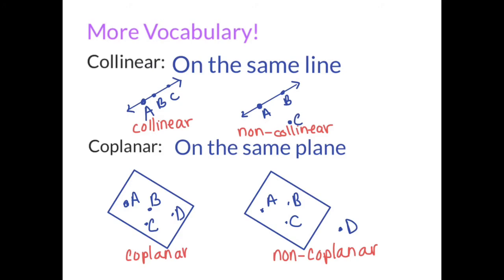On the same plane, here are the 4 points. Now they are coplanar because they are all in the same plane. They are non-coplanar here because D is outside of the plane.